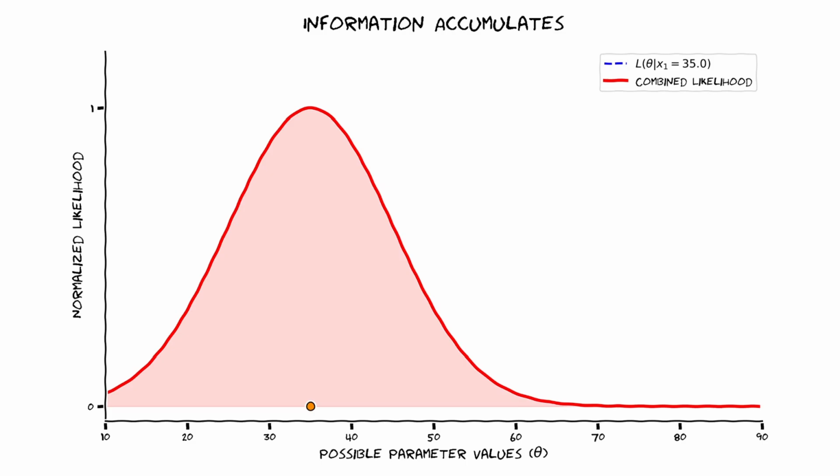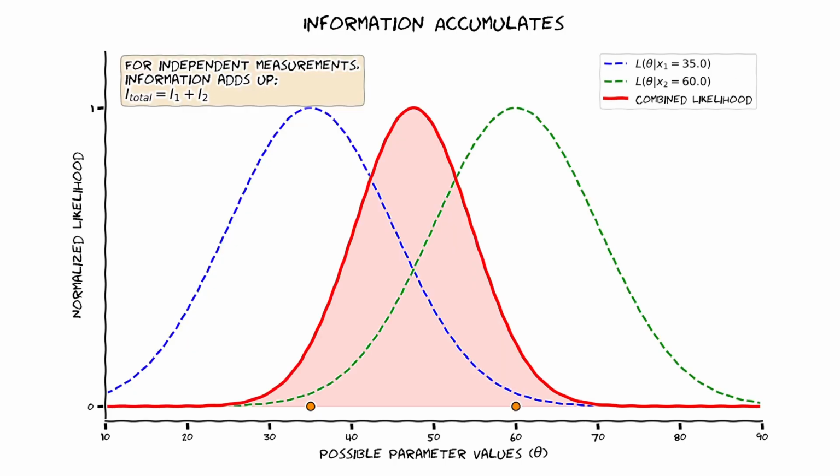We start with one measurement, which gives us a broad likelihood function. Now, we add a second measurement. Since the measurements are independent, the total likelihood is the product of the individual likelihoods. Notice that the new combined likelihood, shown in red, is already sharper than either of the individual ones.